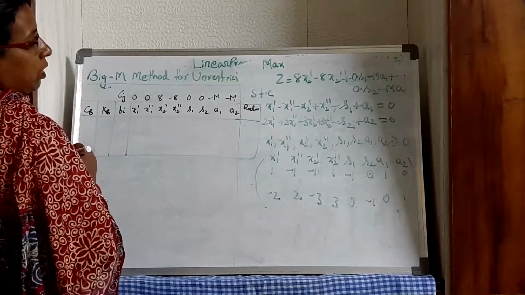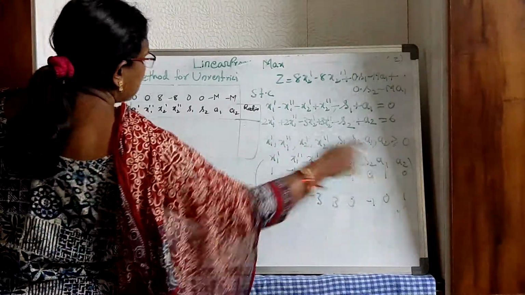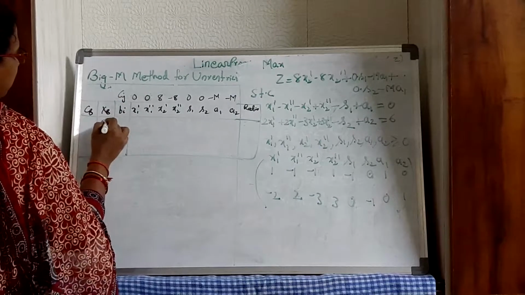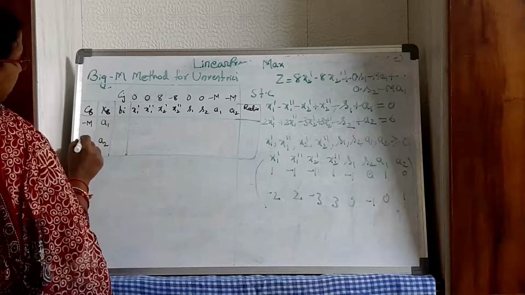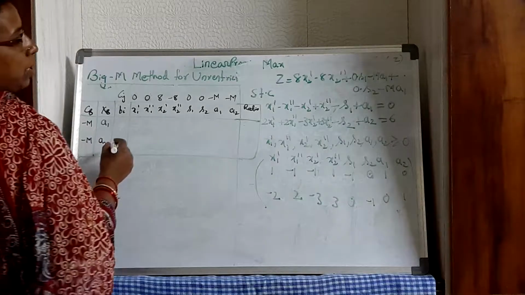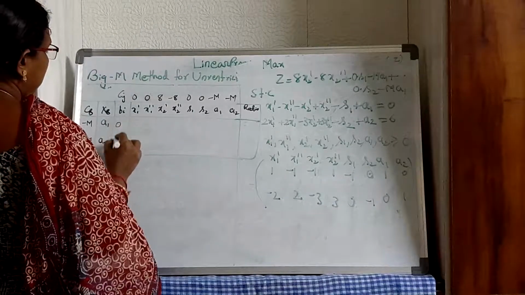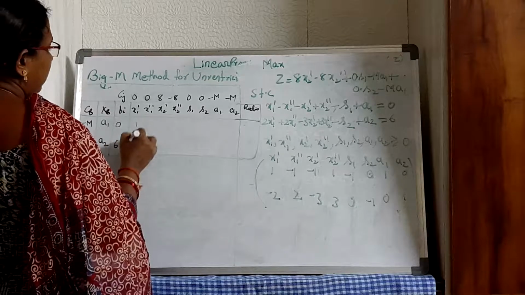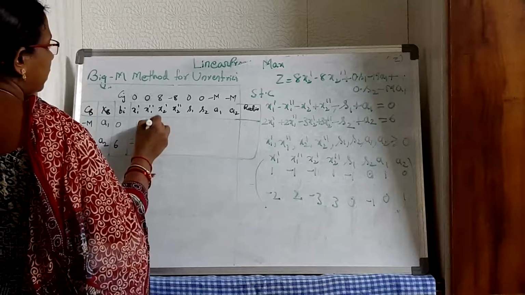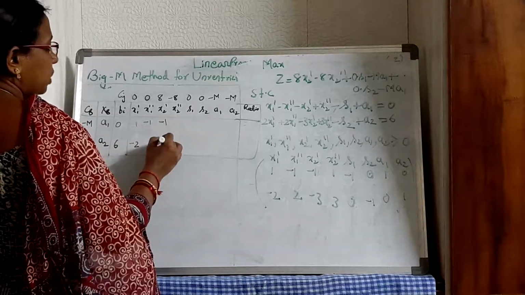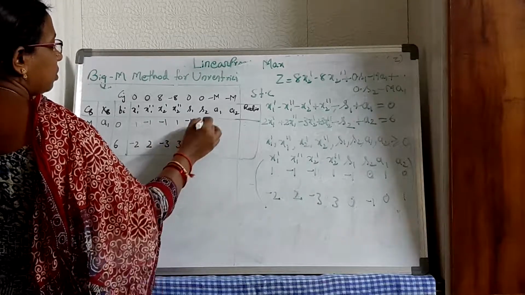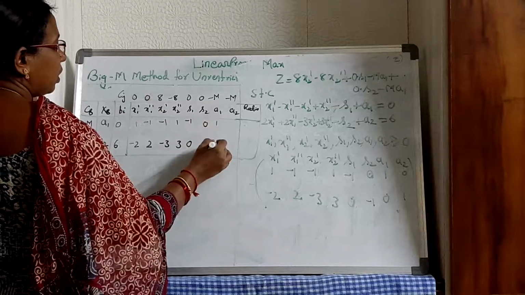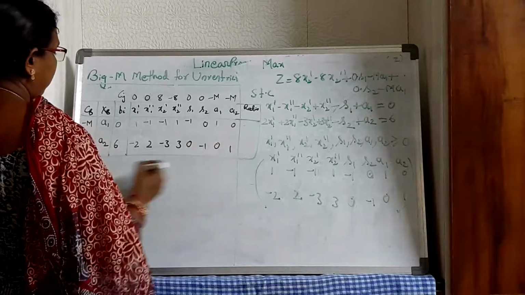Now because A1 and A2 are forming an identity matrix, I will write A1 and A2 in the XB column. Their cost is minus M and minus M. BI is 0 and 6, and then the rows of coefficients: 1, minus 2, minus 1, 2, minus 1, 0, 1, 0, and minus 1, 2, minus 3, 3, 0, minus 1, 0, 1.